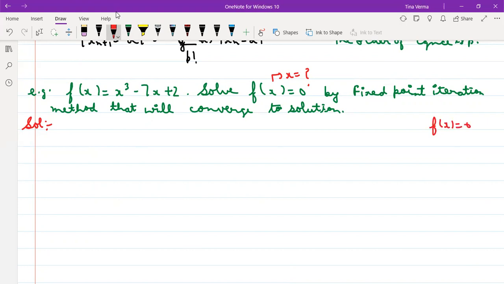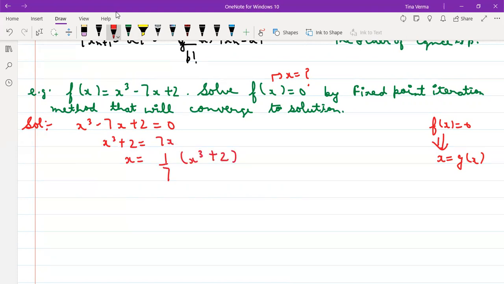then you have to reform f of x equal to 0 so that it becomes x equal to g(x). So I have the equation x cube minus 7x plus 2 equal to 0. I can write this as x cube plus 2 is equal to 7x, and your x will be 1 by 7 times (x cube plus 2), right? Now that you know the theorem, can I check whether this g(x) will converge or not? So you can also check.